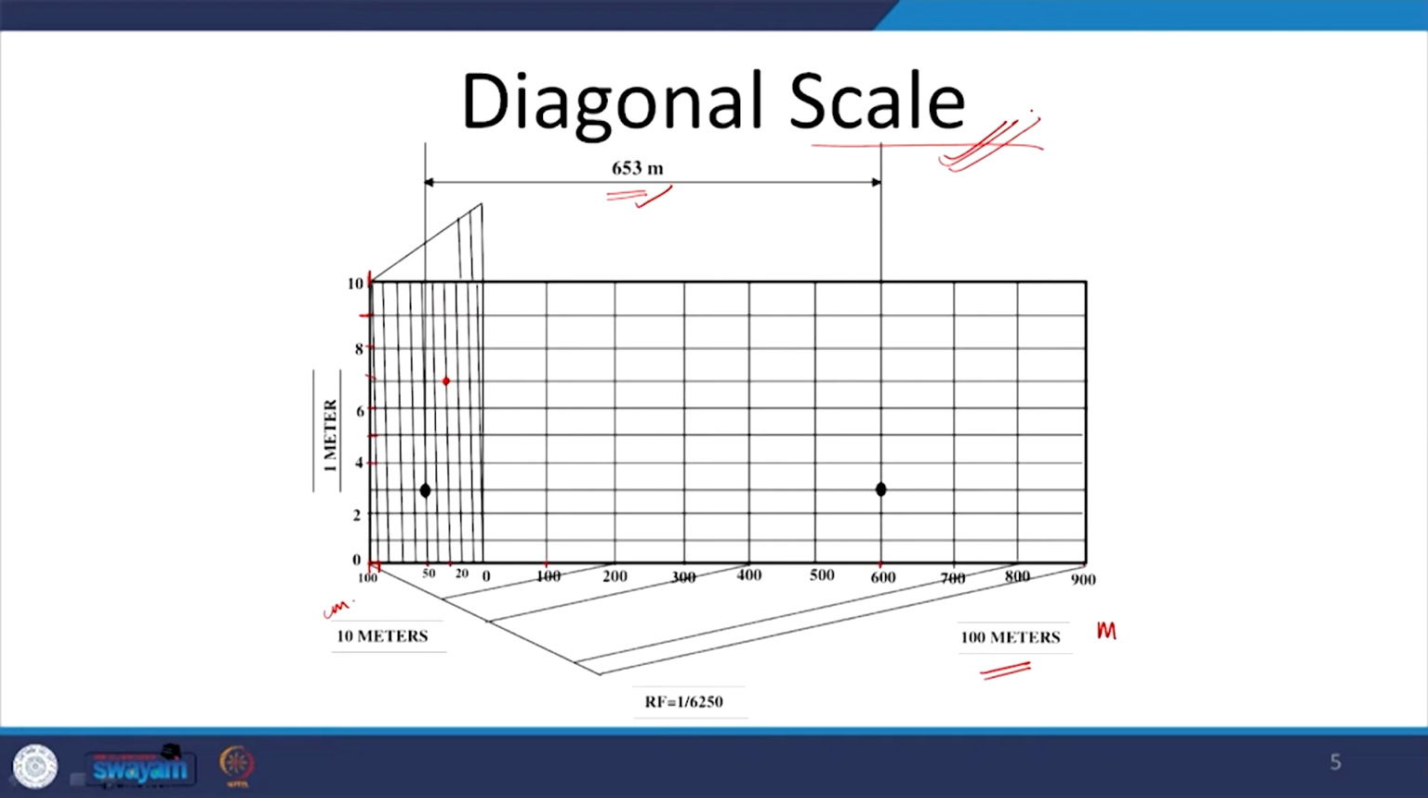And every time you draw your sheets, you have to mention both an engineer scale as well as a graphic scale, depending upon what kind of scale you require. If it is a simple drawing, you can go ahead with the plane scale. If not, you have to draw the diagonal scale. So, let us shift to this sheet and see how to draw these scales.